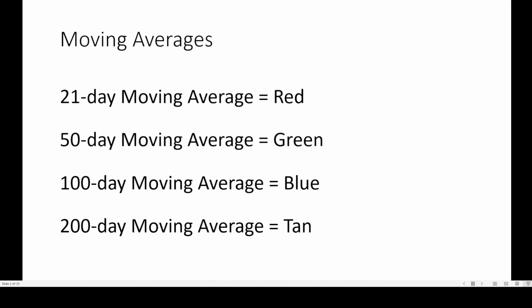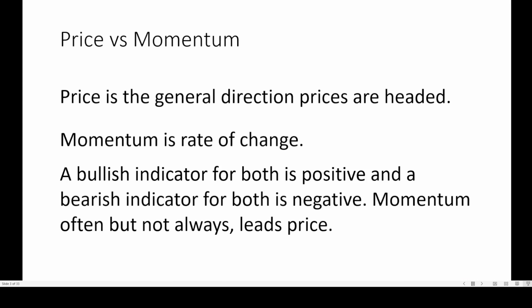As for the colors on your screen, the moving averages: 21 days red, 50 days green, 100 days blue, 200 days tan. Price versus momentum. Price is a general direction prices are heading. Momentum is a rate of change. A bullish indicator for both is positive, and a bearish indicator for both is negative. Momentum often, but not always, leads price.